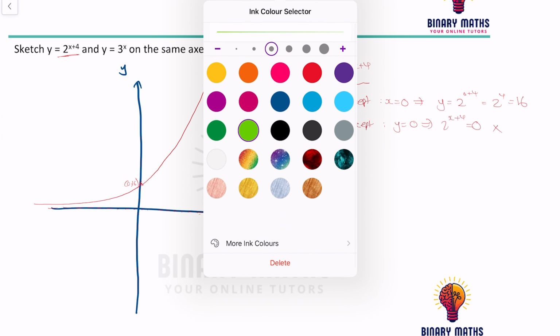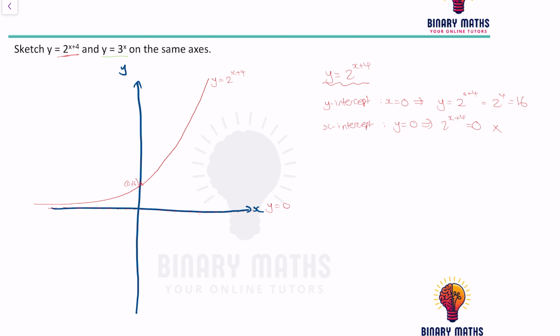Okay, let's look at the second one, which is y = 3^x. Now this is just a normal exponential function, which means it's going to be the first case, which means it goes through (0, 1). Now it's obviously below the red graph, which is 2^(x+4), but because the base 3 is bigger than the base 2, eventually, at some point, it'll overtake the red graph. So that's what you need to realize, it's going to overtake it, and that would be it.